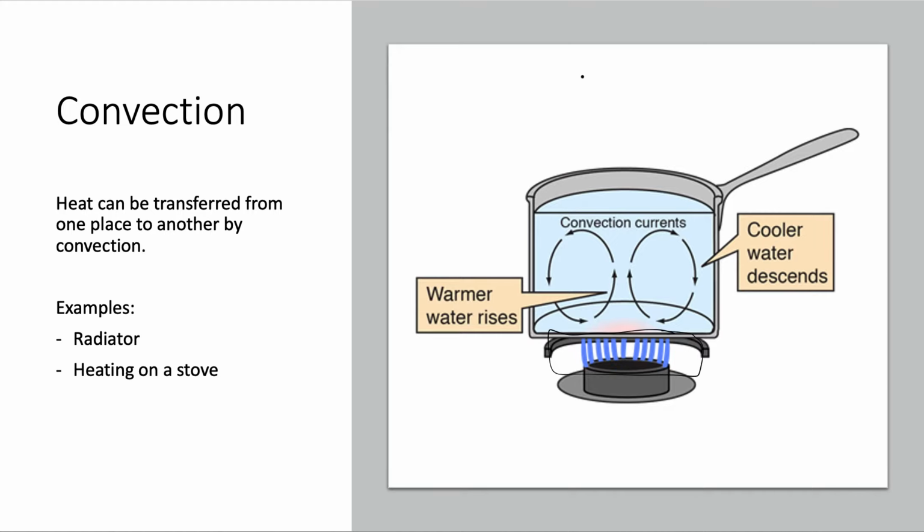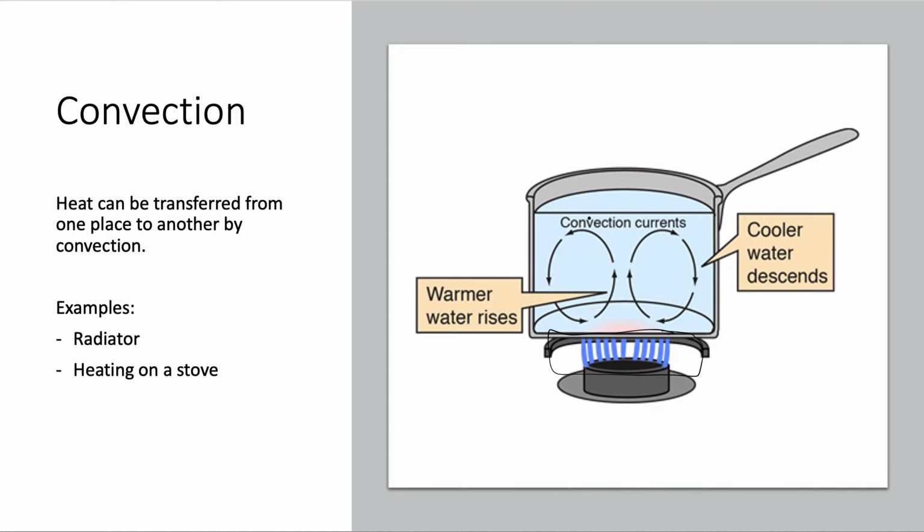Convection currents occur because the heated water, which is at the bottom of the pan, rises and then it becomes cool when it touches the top of the pan, and then it descends again. This is a cycle which occurs.